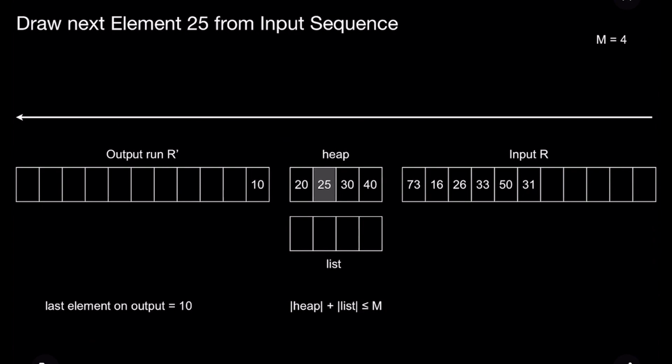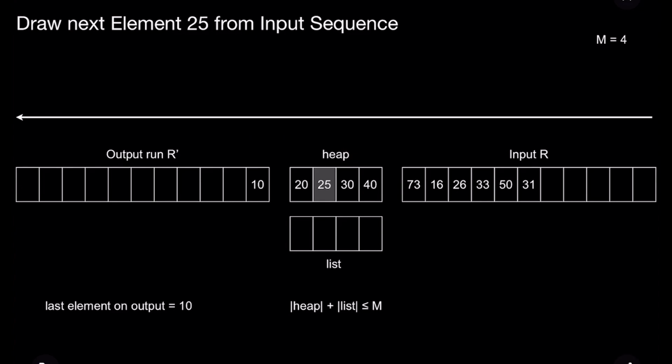Now the 25 gets inserted, and you see already, if you just simply wrote out those 4 elements, appended to that output run, it would already be 5 elements rather than 4. Even though standard quicksort could only produce a run of size 4 elements in this case.